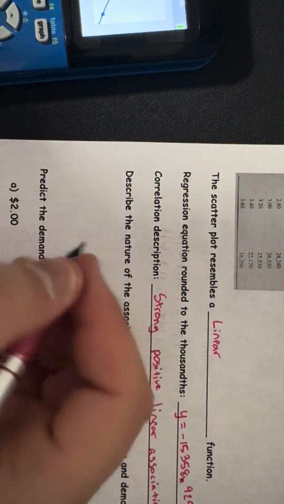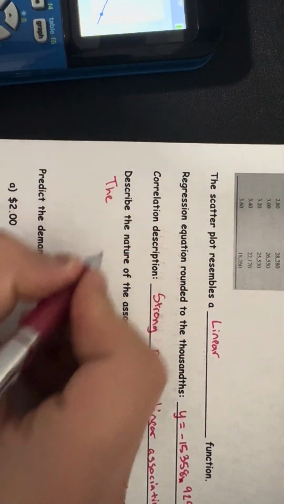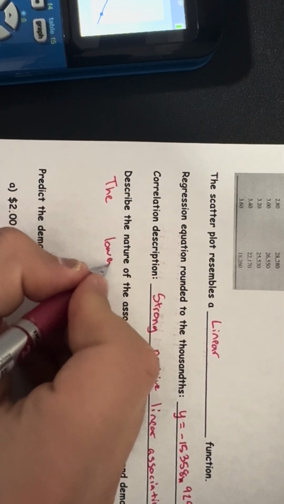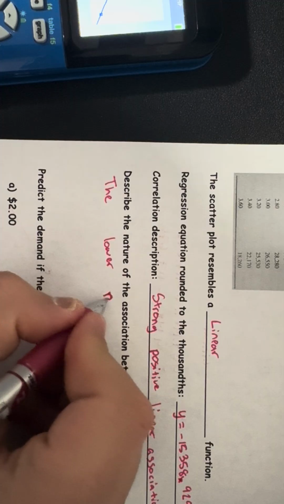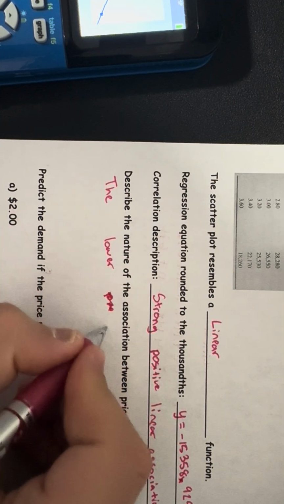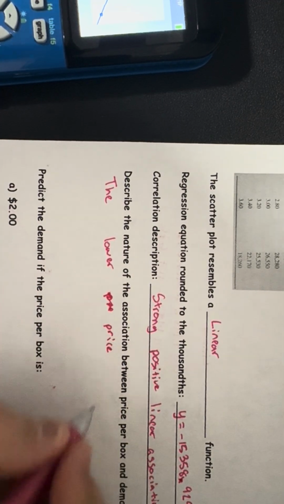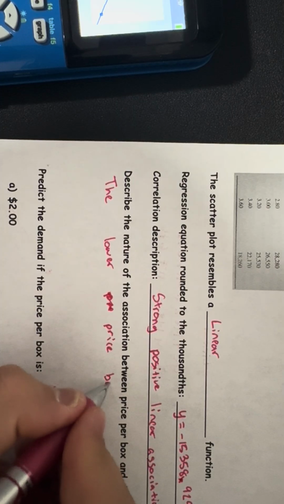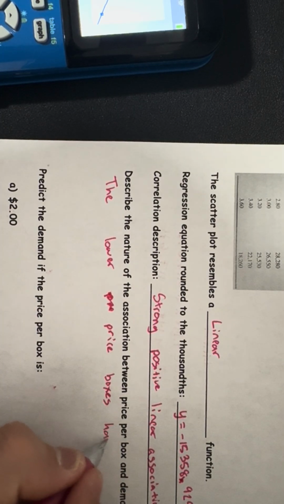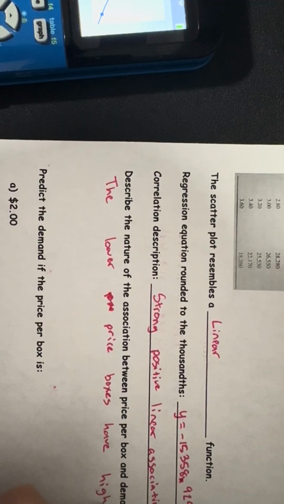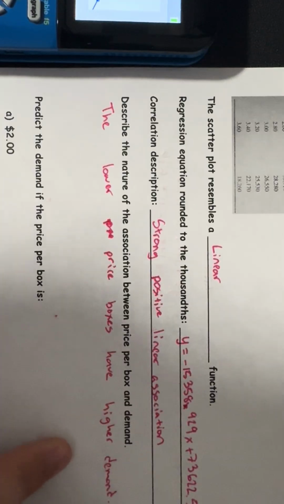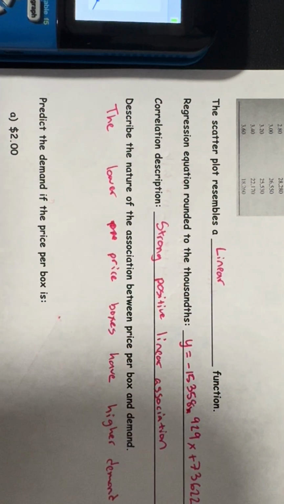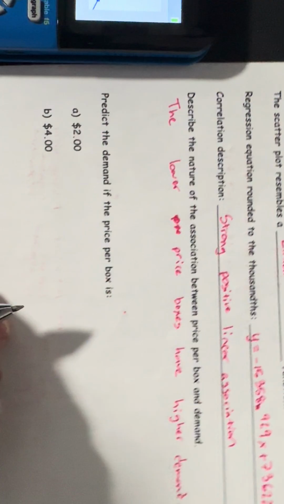Well, I guess I probably should say it here. The lower price boxes have higher demand. Okay, you can write something more eloquent. Again, I'm running out of time.